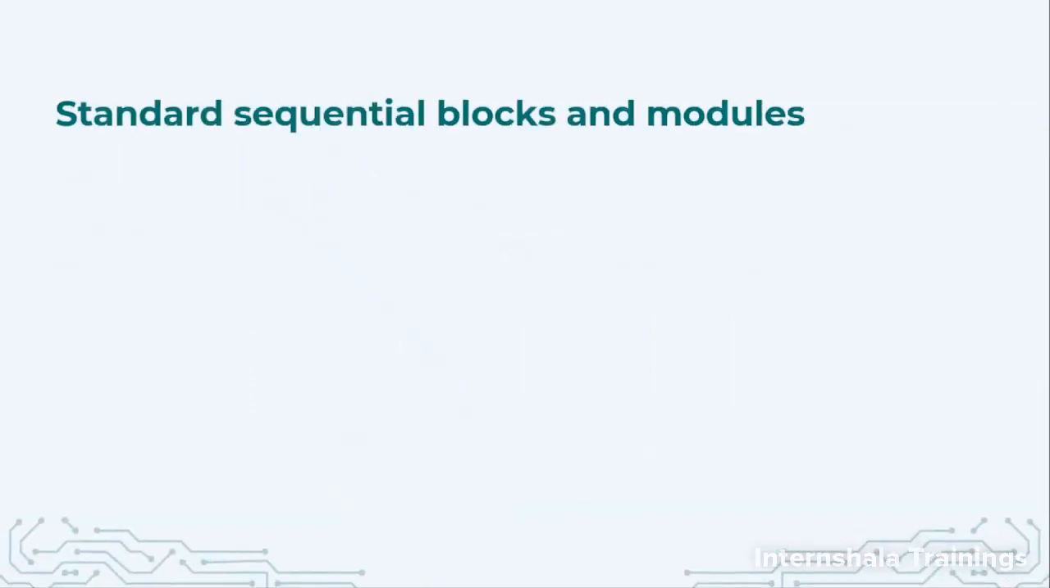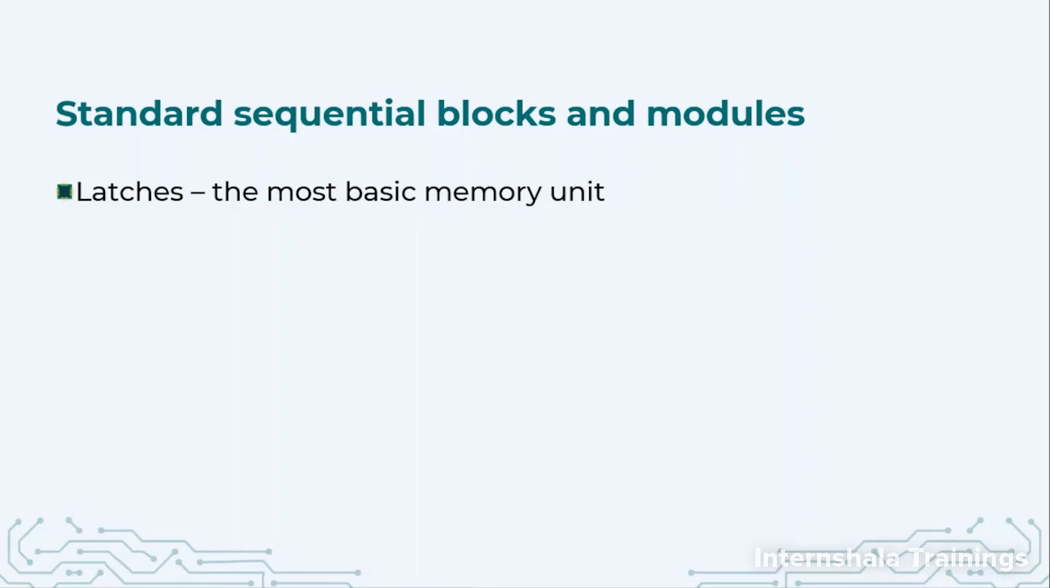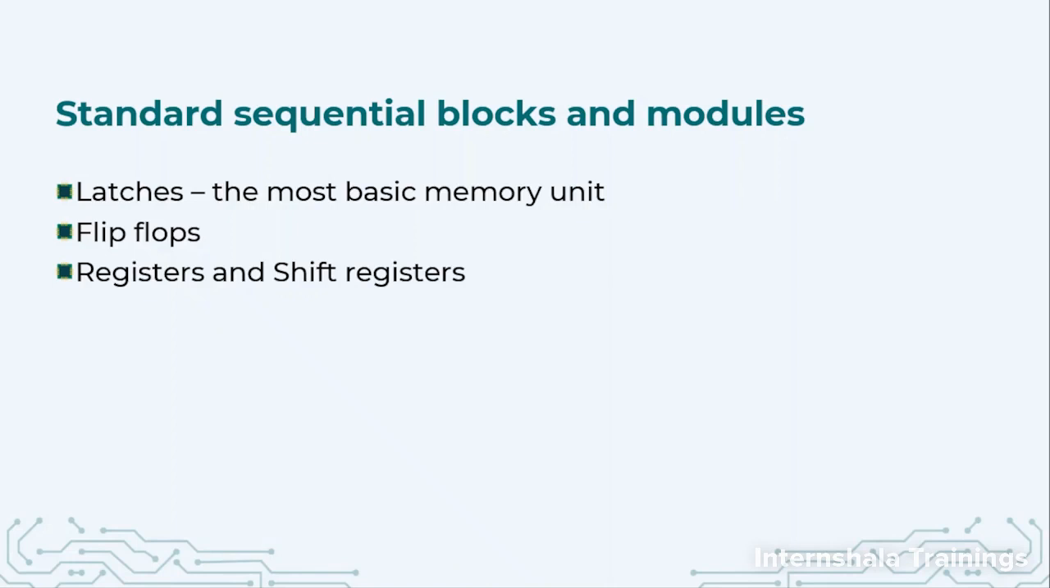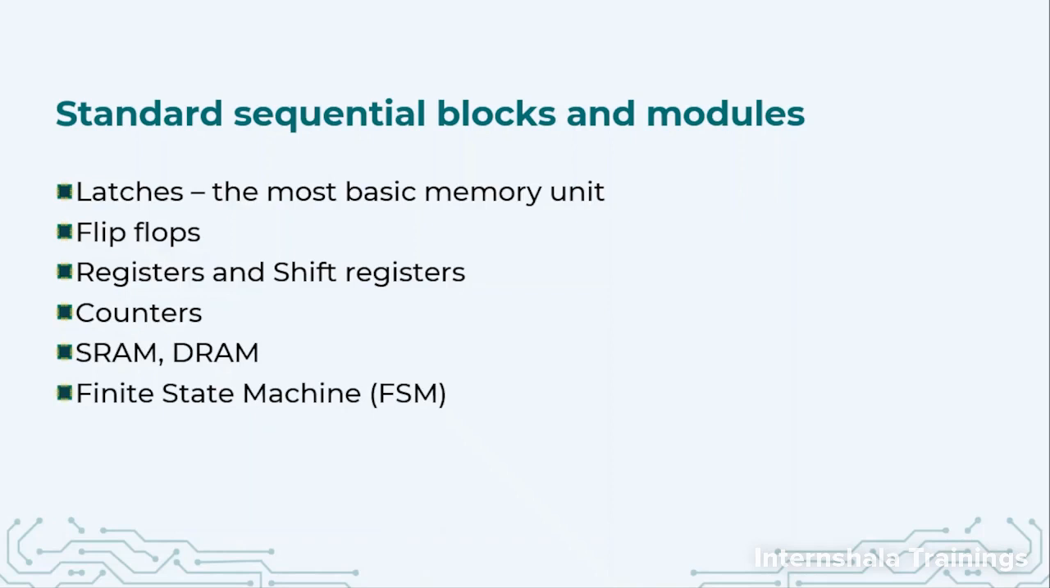Some of the standard sequential blocks and modules that we are going to implement and study in detail are latches. These are the basic elements which can hold 1 bit of data. Then we have flip-flops, which are very similar to latches with some slight differences that we will discuss. Registers are the combinations of multiple flip-flops, and registers can also shift the data and then they become shift registers. We are also going to discuss counters, RAM, dynamic as well as static, and finite state machines. So these are the things that we will do with sequential modules.